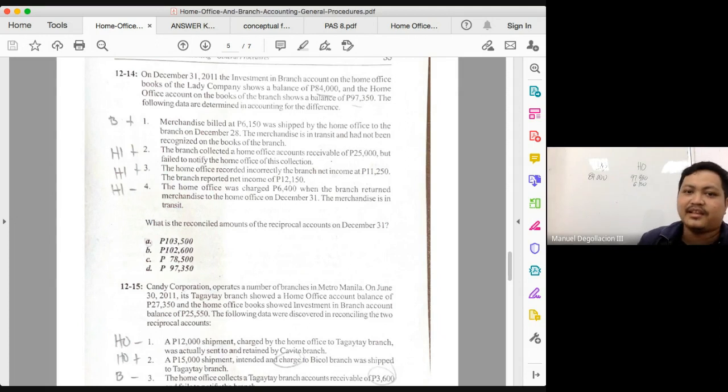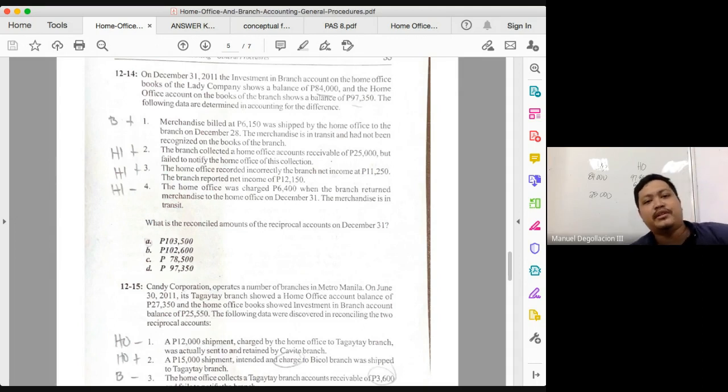Okay, but since that entry was not prepared, that means the investment in branch account is understated. Why do we say it is understated? Because it should have been increased by the second transaction, but the records failed to increase it by 25,000. So this would be plus 25,000. Okay, number three, the home office recorded incorrectly the branch net income at 11,250.